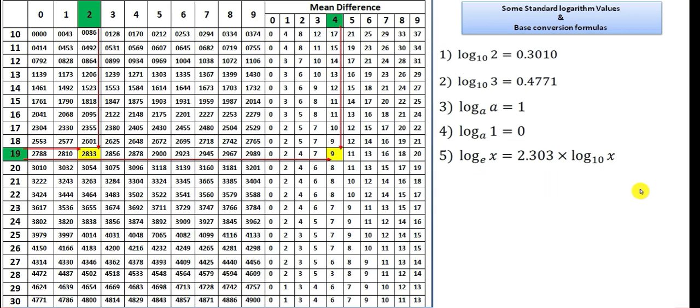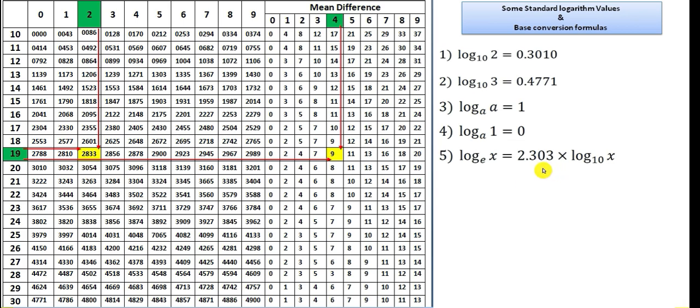So this is the method. We can just find this value. For example, if log of 2 base e is given, then what you have to do is find log of 2 base 10. From the table you can find log of 2 base 10 and multiply that answer with 2.303, exactly this number.